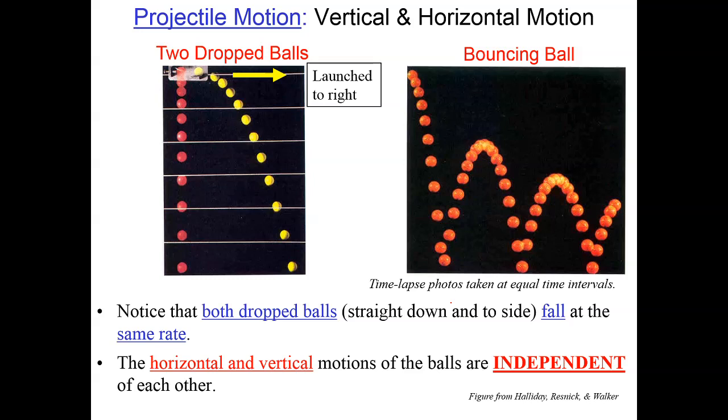The key is that the time it takes for the two balls to hit the floor is exactly the same. Because their initial velocity in the y direction, up and down, is 0, they both start with a y velocity of 0, and after a second they're both going negative 10 meters per second, and after 2 they're both going negative 20 meters per second.